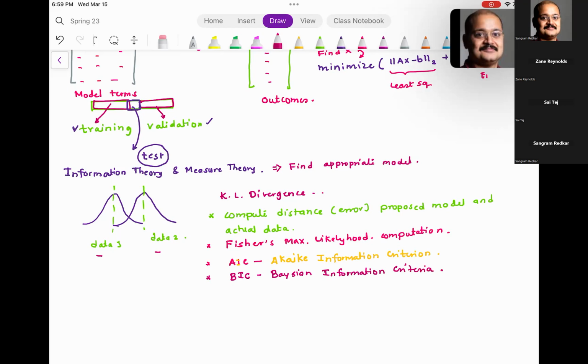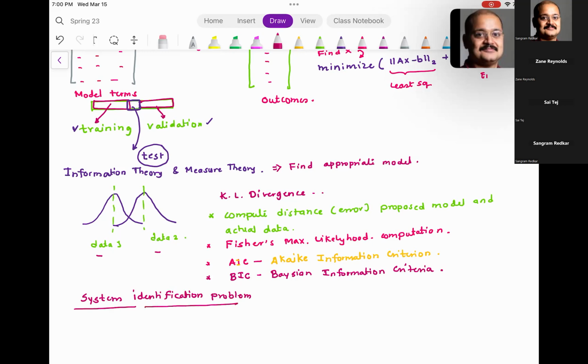So you have AIC and BIC, and then you find something called AIC scores. You find something like BIC scores. And this is very important if you are looking at the system identification problem, and there is a lot of research going on in the system identification problem.